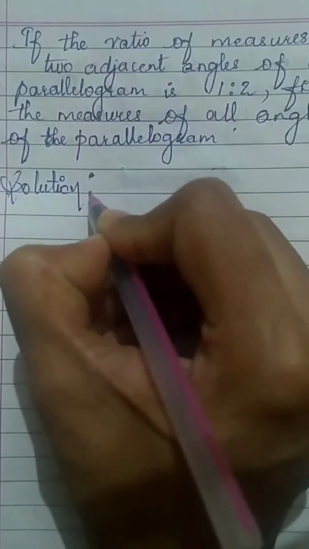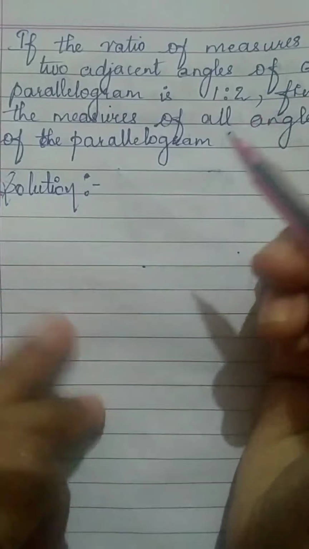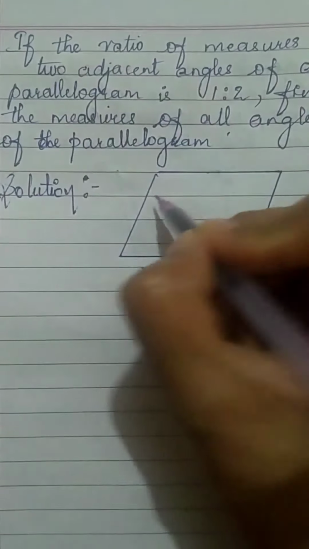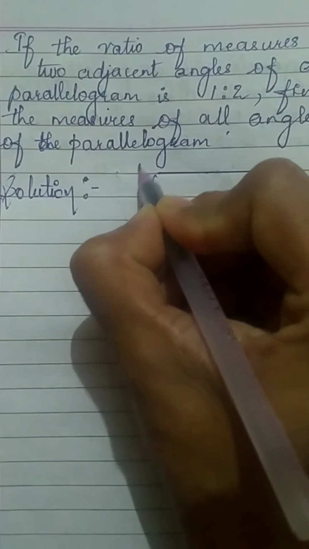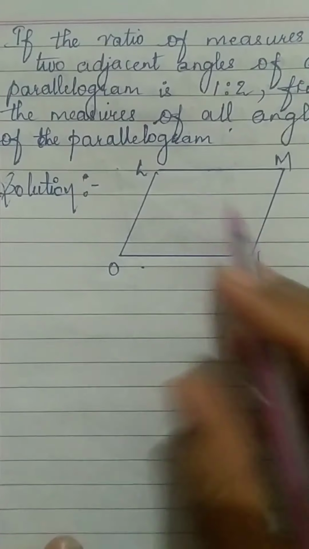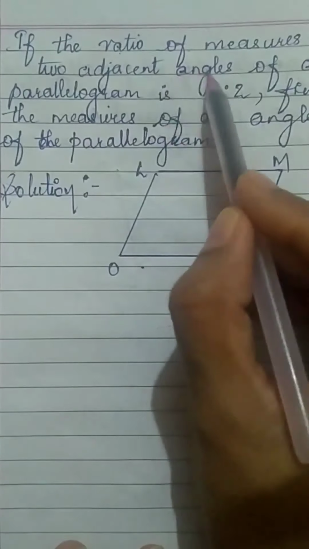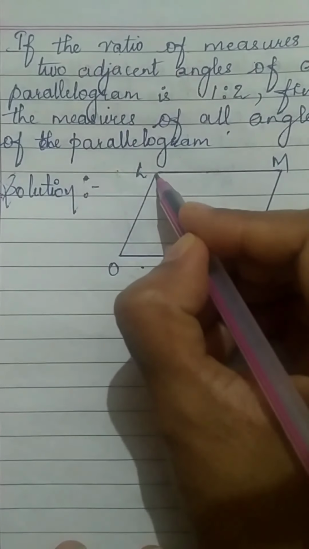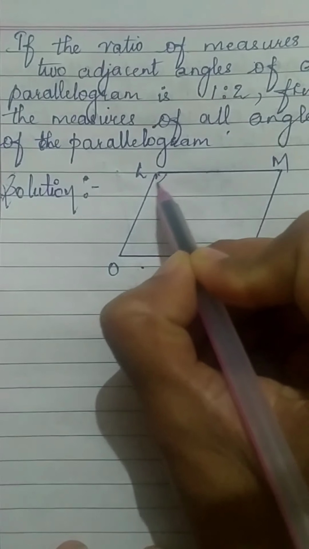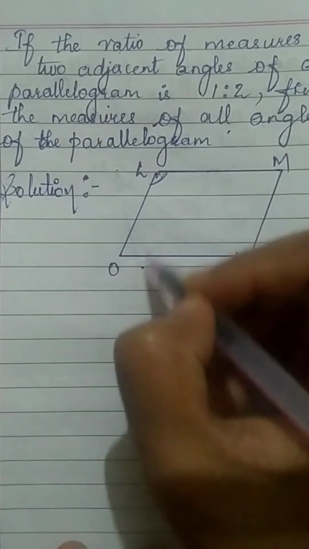We will draw a parallelogram. As we know, the name of the quadrilateral is a parallelogram. So make a parallelogram, a rough figure. So let us name this parallelogram as LMNO, parallelogram LMNO, and the ratio of measures of two adjacent angles is given. Adjacent angles, you can take any two adjacent angles. Neighboring angles, that is angle L and angle M, you can take that. Angle L and angle O, you can take like that.